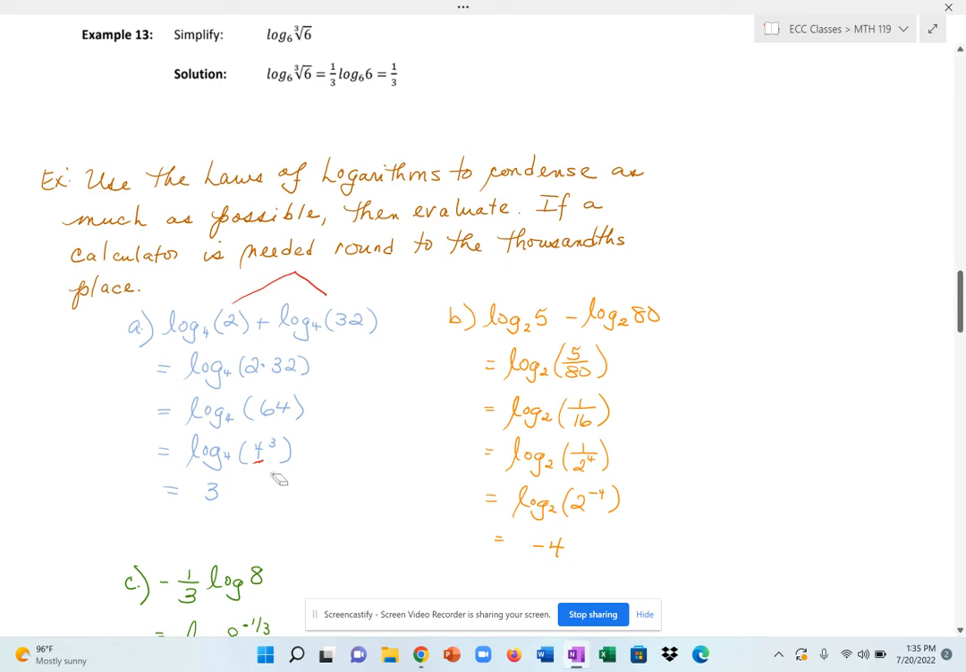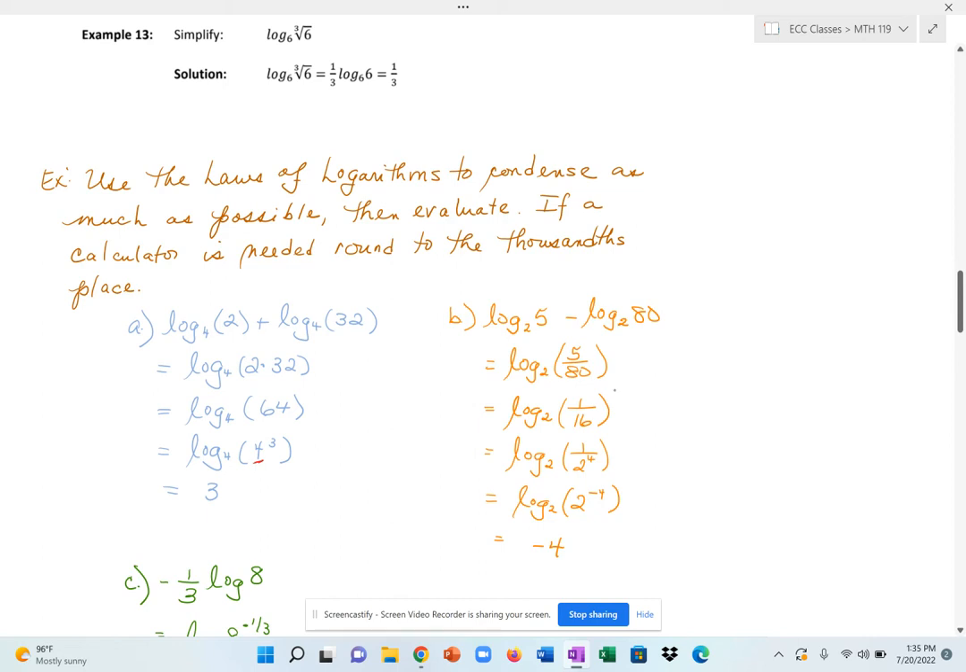Part B, immediately to the right, is log base 2 of 5 minus log base 2 of 80. Here I'm using my quotient law. This is log base 2 of 5 over 80. But 5 over 80 reduces to 1 over 16, so I have log base 2 of 1 over 16.